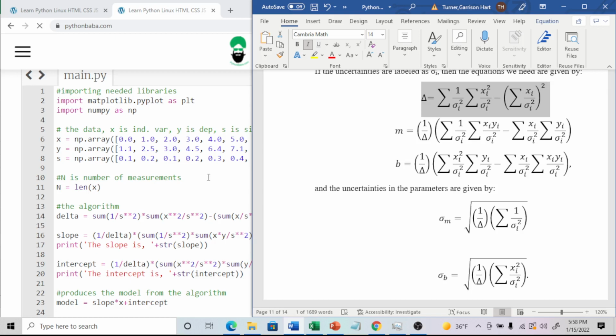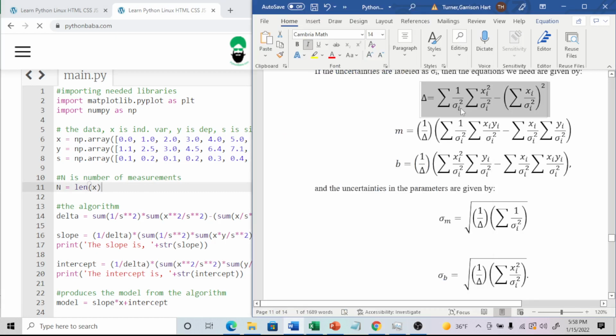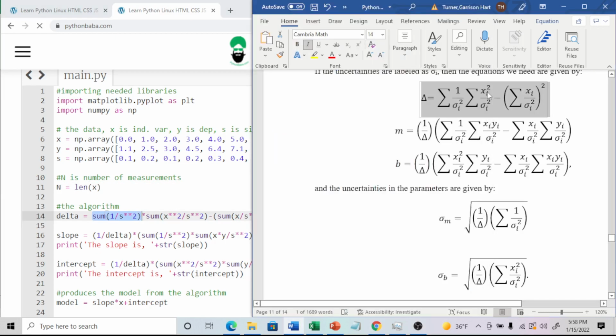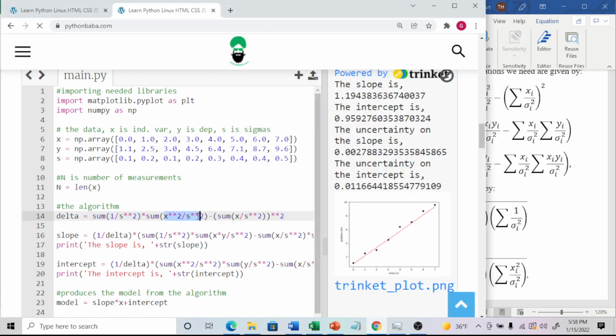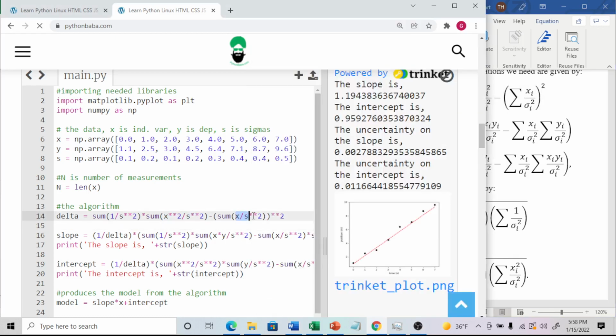And so, as you can see, if we look at 1 over sigma i squared summed, that's what this term is. I should say factor. This is a factor. And then you've got x squared over sigma squared, summed up, and that's what I have here. And then x divided by sigma squared summed up, and then the whole thing squared. So here's our delta term.